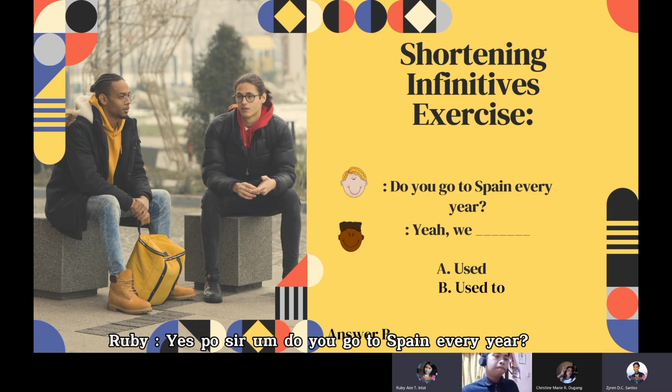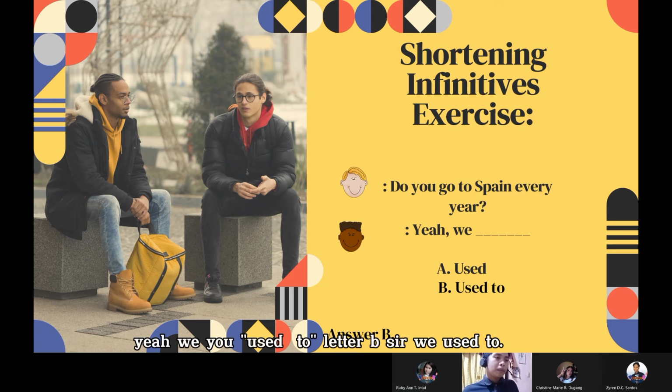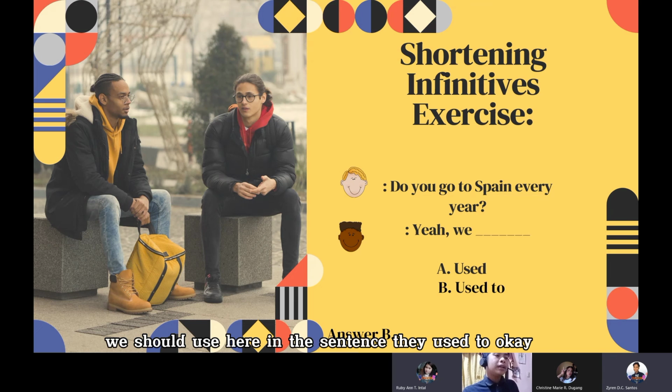"Do you go to Spain every year?" "Yeah, we used to." Letter B, sir, "used to." Okay, thank you so much for that, Ruby. You're correct. For the shortening infinitive exercise, we should use "used to" in the sentence, to shorten the infinitive.